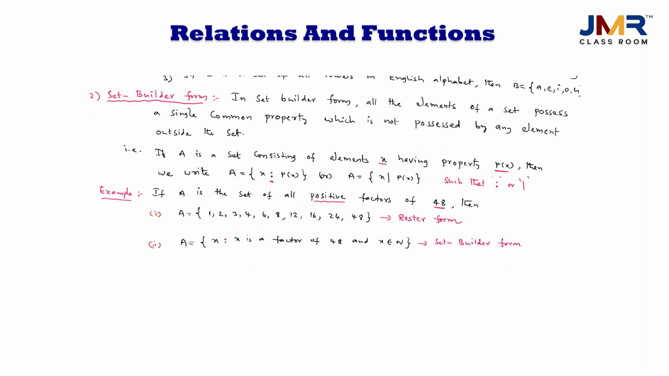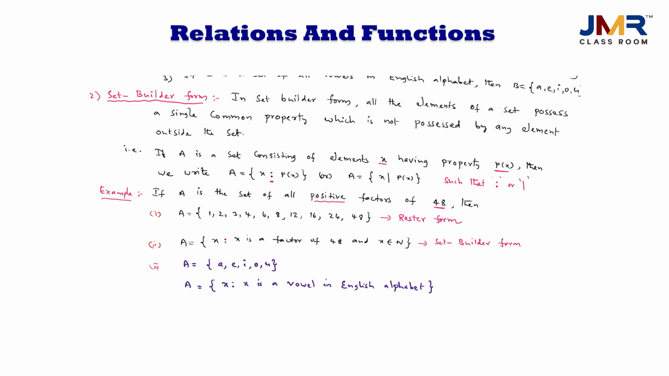For example, A = {A, E, I, O, U} is the tabular form. The same we can write in set builder form: A = {x such that x is a vowel in English alphabet}.